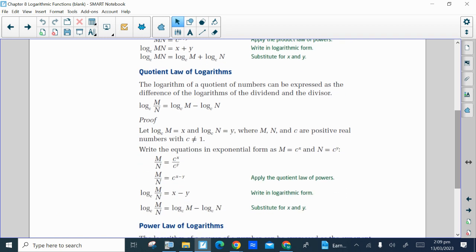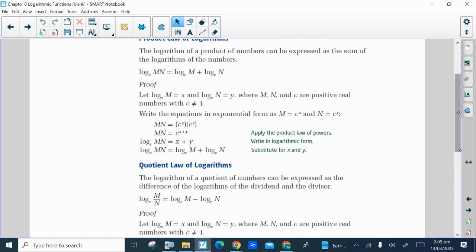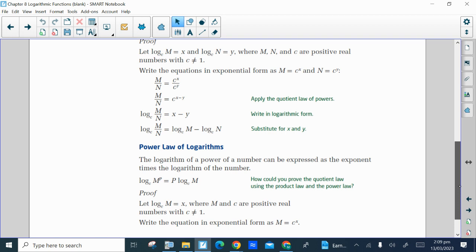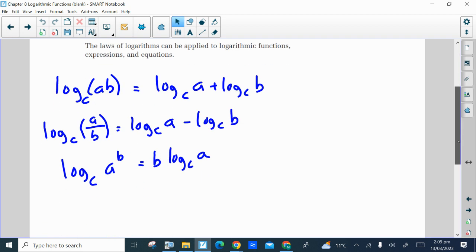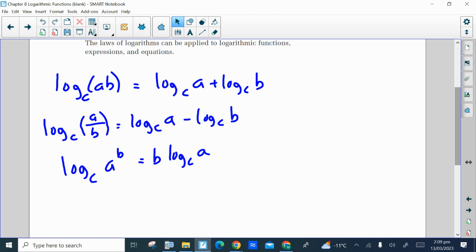Remember the quotient law, log base c of m over n is log base c of m minus log base c of n. And the power law is that log base c of m to the p is p times log base c of m. And these rules can go from one to the other or backwards. It doesn't matter, right? And we saw examples where we would do that, going in one direction or the other. Those laws are on the formula sheet, so you don't have to memorize them. You just have to know how and when to use them.